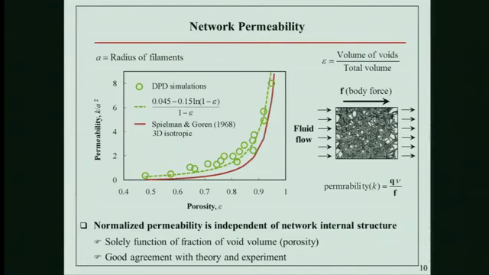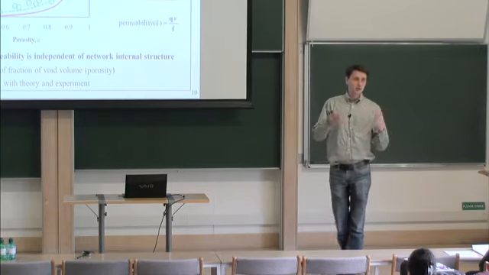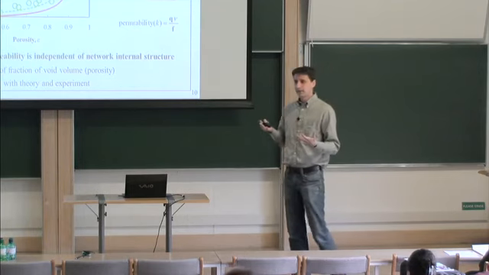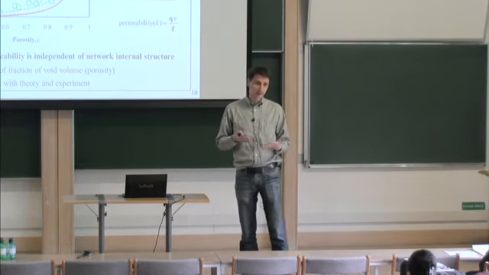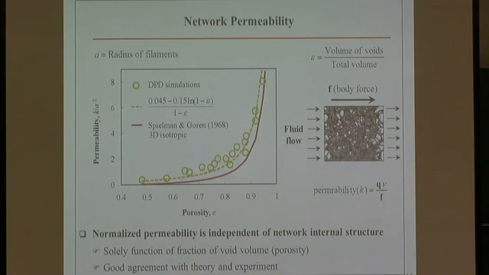Each point here is a different network with a different number of crosslink points and average connectivity. There are 18 different networks, if I remember correctly. We plot it as a function of porosity, and it doesn't matter what exactly the structure inside is. As soon as we plot it against porosity, they all nicely collapse onto the same master curve. That tells us internal structure is not important as long as we have the same porosity. This is a random network, so internal structure does not play much role.